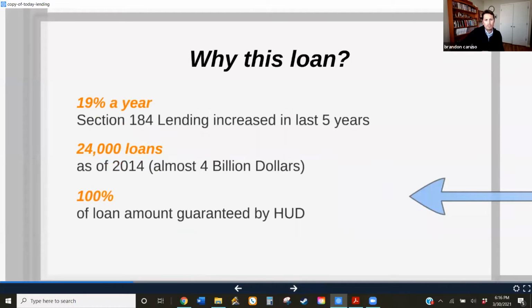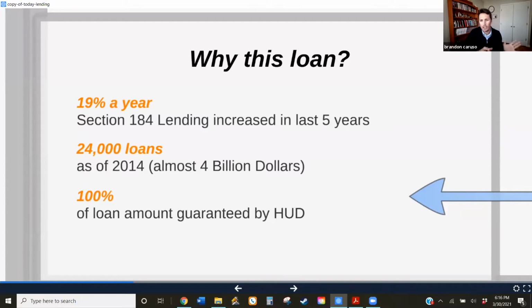Okay, so this loan has probably grown quite a bit since I put this presentation together. It's grown significantly, especially in the last 5 to 10 years. There's over $4 billion in loans that have gone out, and 100% of the loans that go through are guaranteed by HUD. So that word guaranteed is a little tricky.